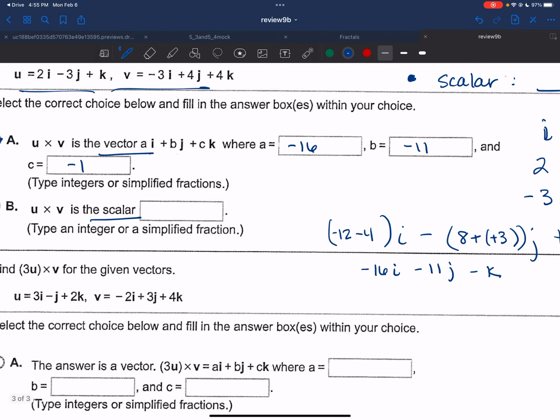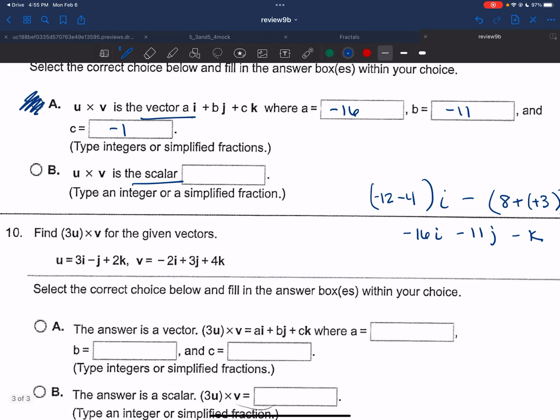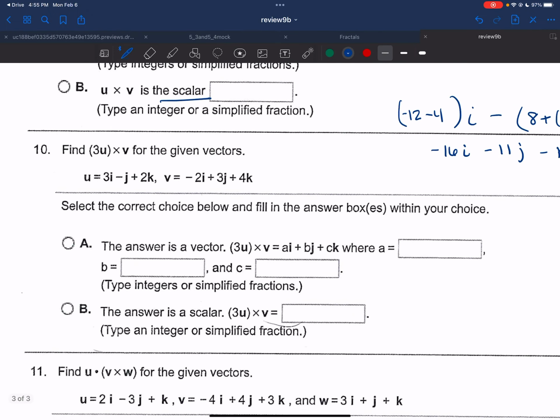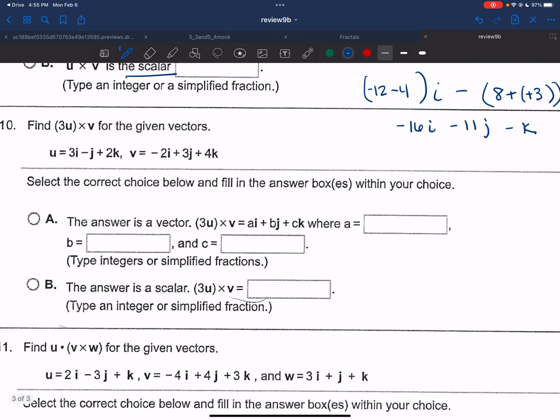Okay, so that's there. That's all that it wanted for there. Okay, number 10, find 3u cross v for the given vectors. All right, let's go ahead and do 3u. That means 3 times 3, that's 9i. 3 times -1 is -3j. And then 3 times 2 is going to be 6k.